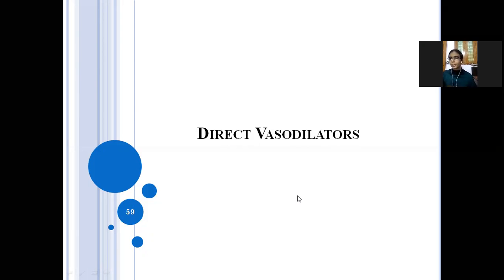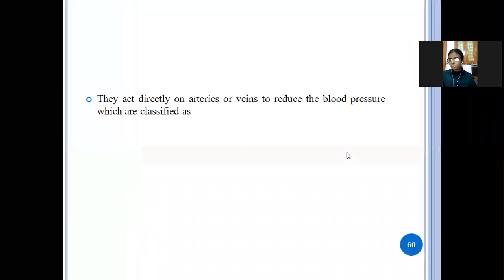So the next topic is direct vasodilators. What they do is directly act upon the arteries or the veins. In the heart there are arteries and veins. They are used to reduce the blood pressure, meaning they directly act upon the arteries or the veins to reduce the blood pressure.